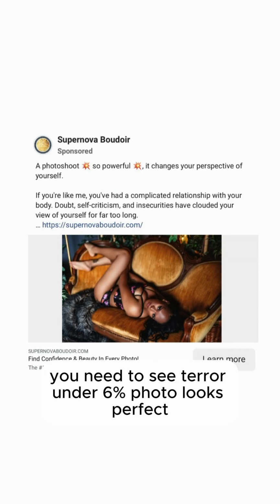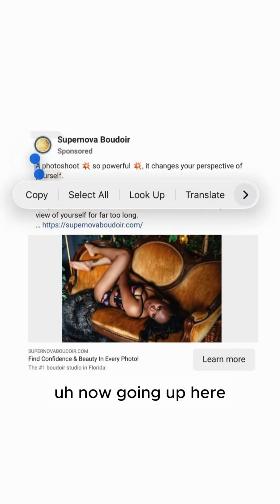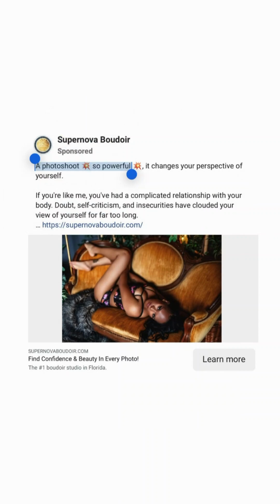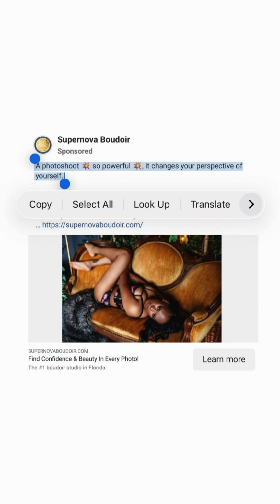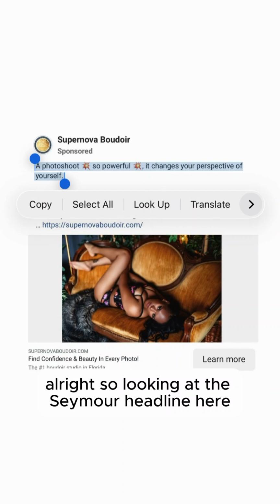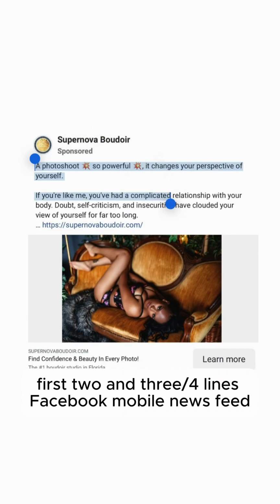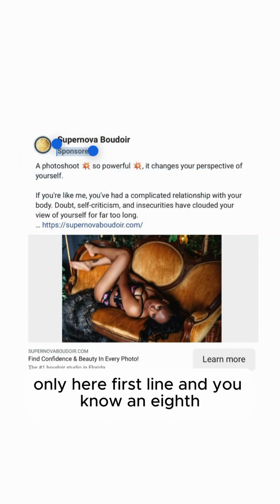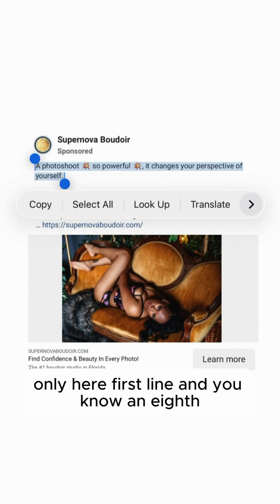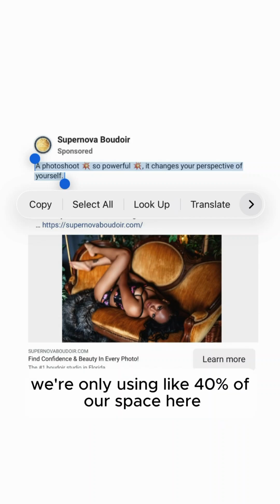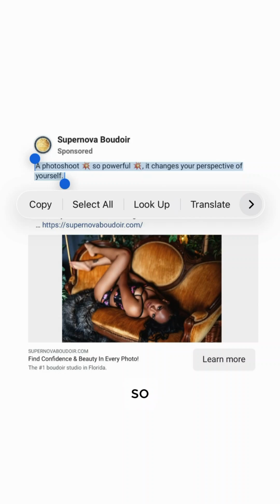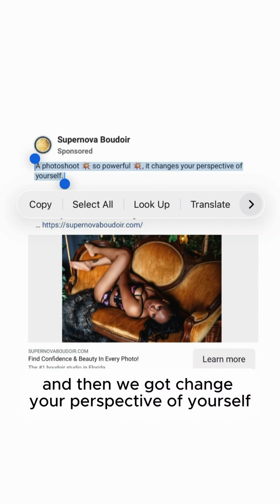Photo looks perfect. Now, going up here. Photo shoot's so powerful, it changes your perspective of yourself. All right, so looking at the See More headline here, first 2 3/4 lines, Facebook mobile news feed, which is only here, first line and an eighth. So we're only using like 40% of our space here. So we got photo shoot, and then we got change your perspective of yourself.